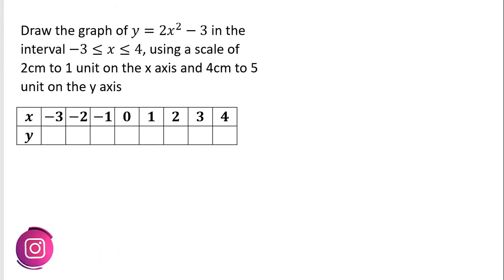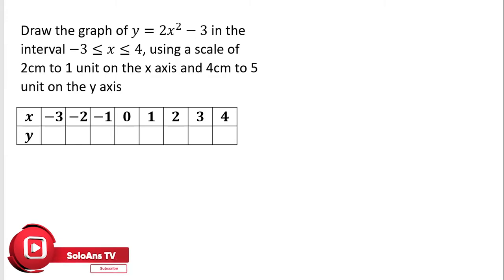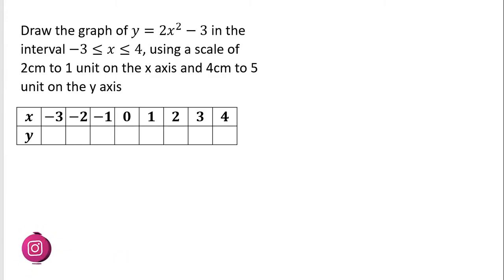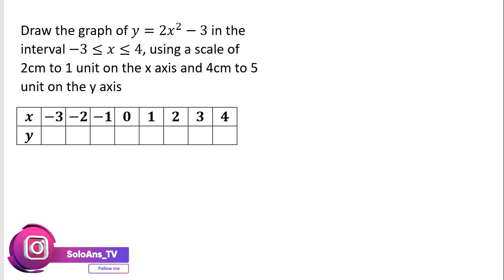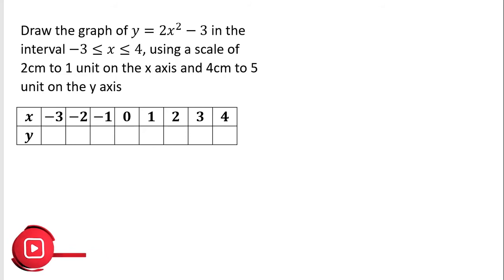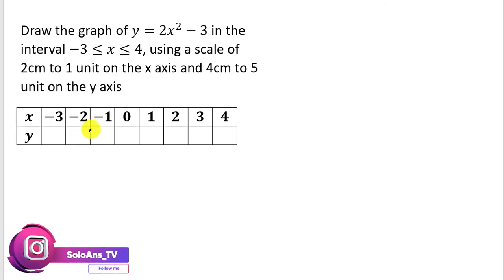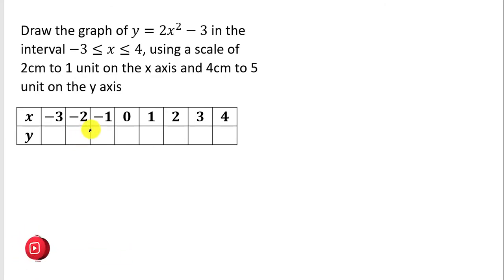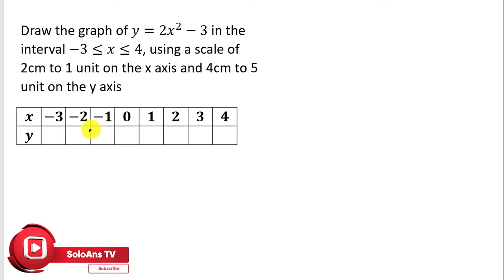It says draw the graph of y is equal to 2x squared minus 3 in the interval -3 is less than or equal to x less than or equal to 4, using a scale of 2 centimeters to 1 unit on the x-axis and 4 centimeters to 5 units on the y-axis. So what you are going to do is you have been given this table. You have to calculate the value for y.